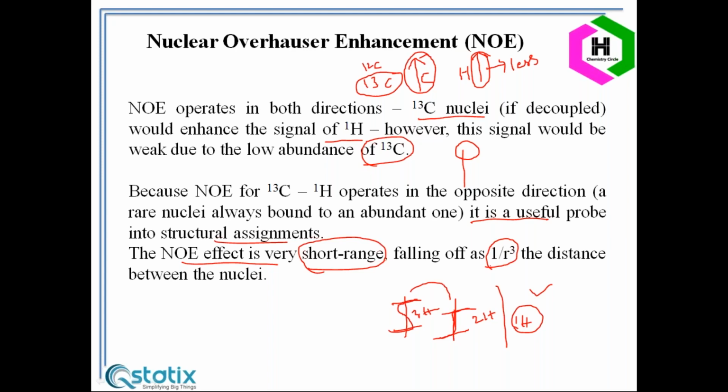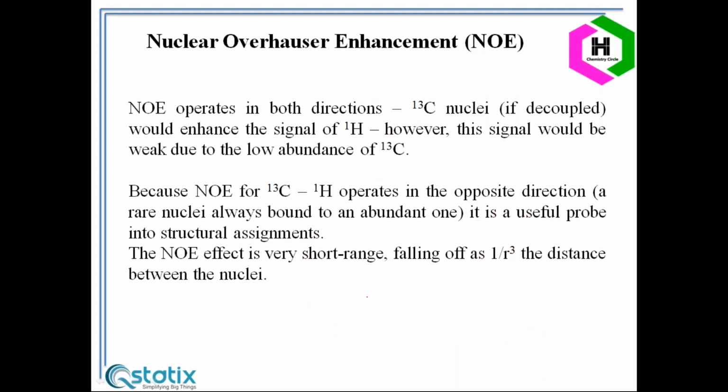So if you calculate using the carbon-hydrogen r value of 1.49 angstroms, sorry, 1.45, very close to 1. Normal carbon-hydrogen is 1.1 or 1.2. With that, if you calculate the distance, it goes as 1 by r cube. If the nucleus is within that 1 by r cube distance, then that particular nucleus is going to have an effect on the adjacent nucleus. That way, we can say that this NOE effect is very short range.